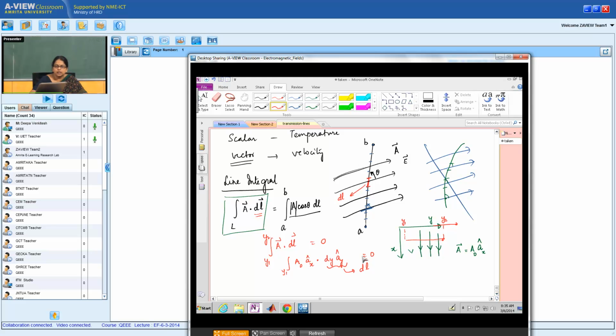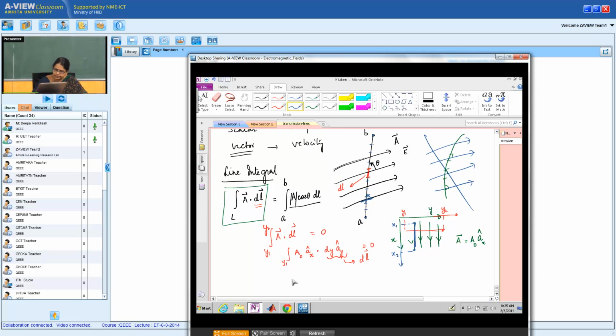Alright. Now suppose I want to calculate the line integral along, for example, this line, which is running from, let's say, x1 to x2. What would this be? In this case I would have the integral from x1 to x2 of A naught ax dot. Now you see the elemental length is pointing, now I want to find the line integral along the line which is running from x1 to x2 in the plus x direction. So this is going to be dx ax.